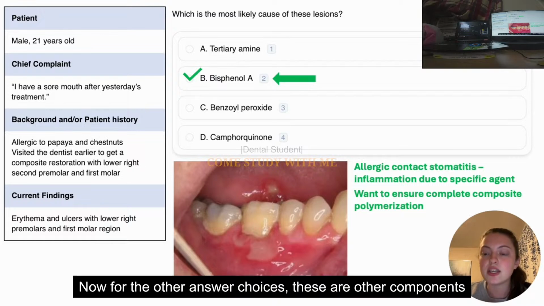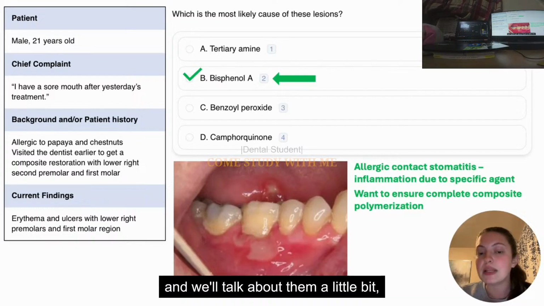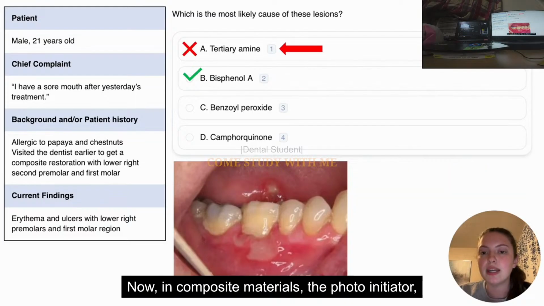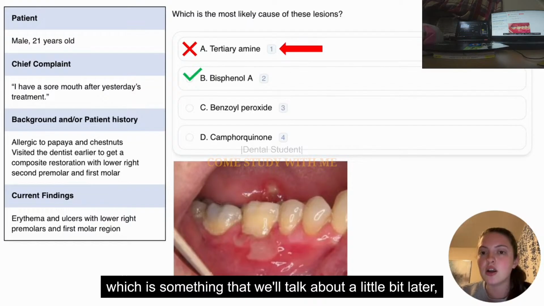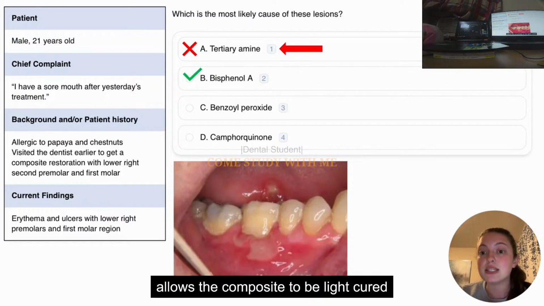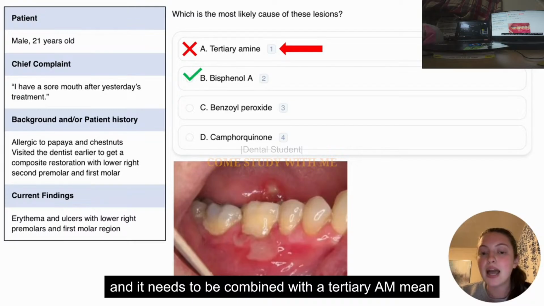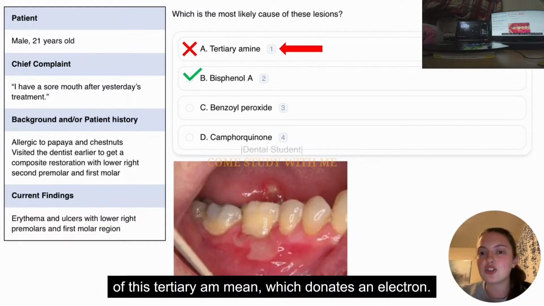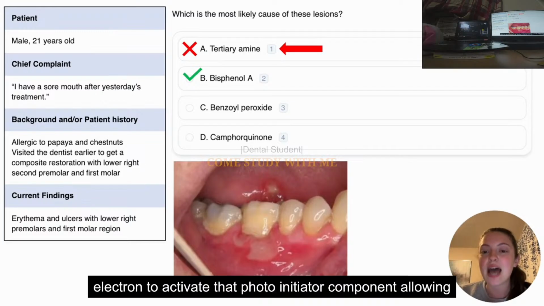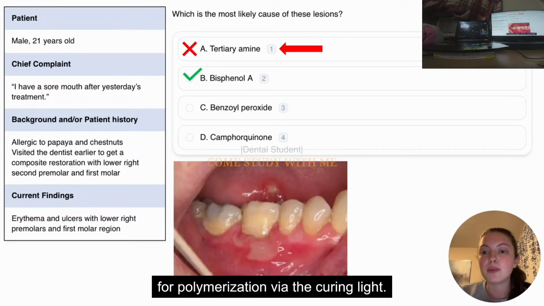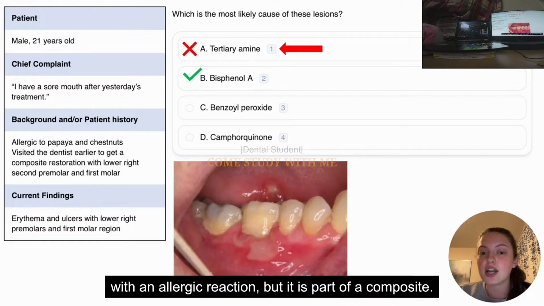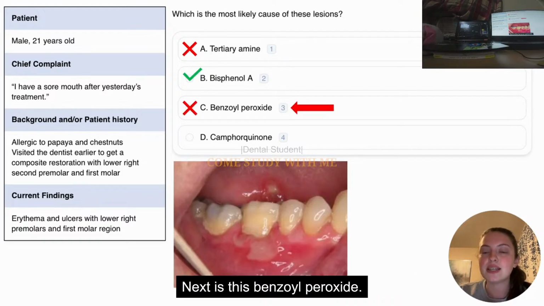Now, for the other answer choices, these are other components of the composite resin matrix. We'll talk about them a little bit, but what's important to know is that they're not associated with an allergic reaction. So we'll start with the tertiary amine. In composite materials, the photoinitiator allows the composite to be light cured, and it needs to be combined with a tertiary amine for polymerization to occur. The photoinitiation system of a composite resin consists of this tertiary amine, which donates an electron to activate the photoinitiator component, allowing for polymerization via the curing light. That's not super important. What you really need to know is that this is not associated with an allergic reaction, but it is part of a composite.